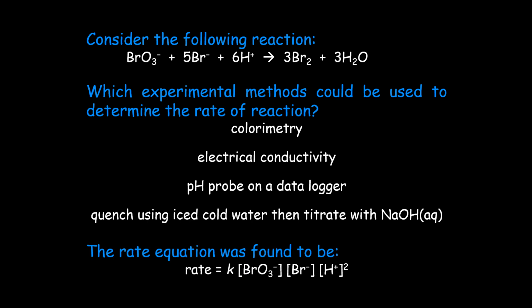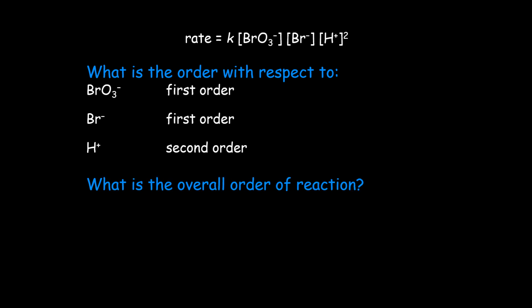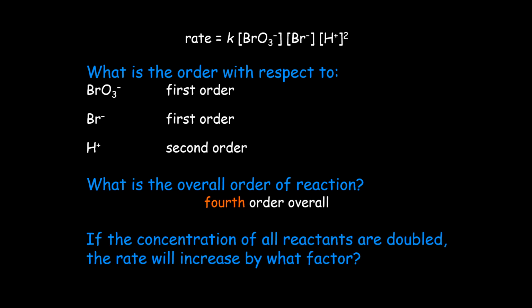So take an aliquot of the reactant mixture out and quench it using ice cold water and then titrate with sodium hydroxide. Now the rate equation from experiment was found to be that. So it's going to be first order there, and second order there. Now the overall order, remember we just add the orders, so it's going to be fourth.